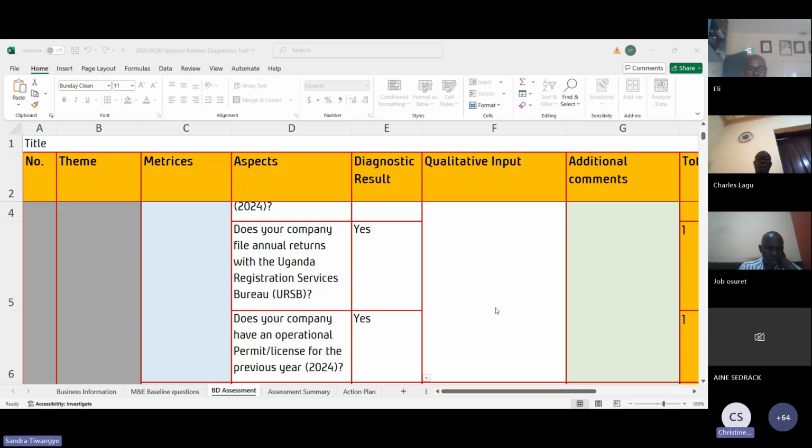Annual returns are filed with URSB. They're different from annual tax returns. They're annual returns which report on shareholding, and they're also filed with URSB. Okay, Shirley, is that clear to you? Hopefully so. So there is a difference between annual returns and annual tax returns.